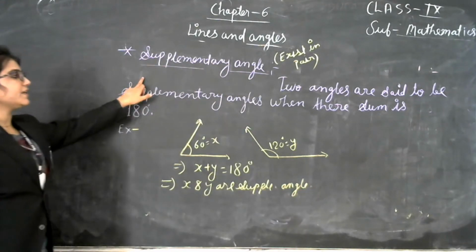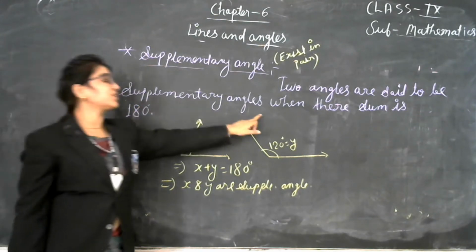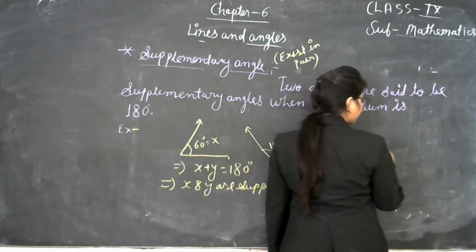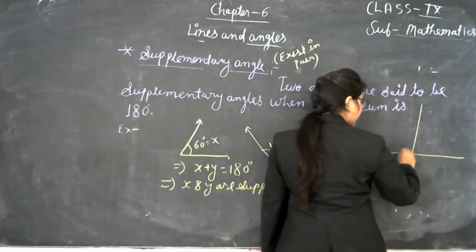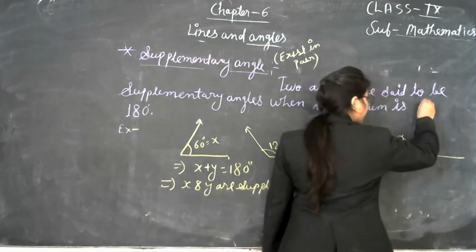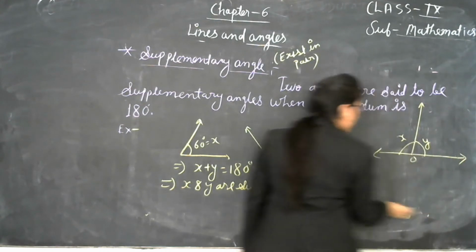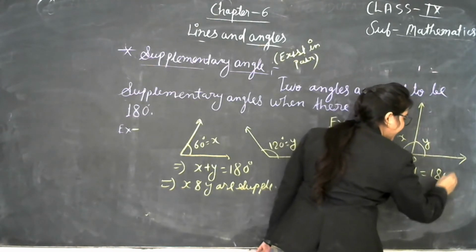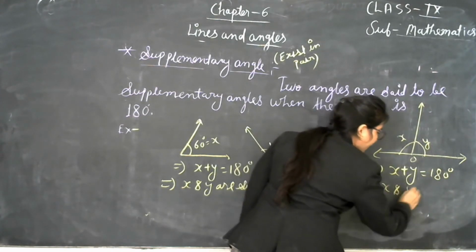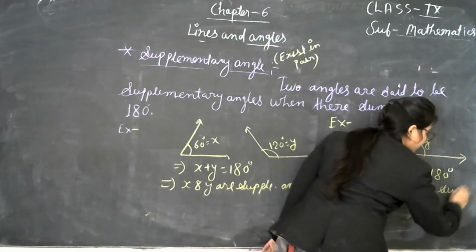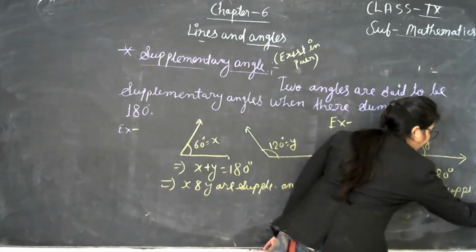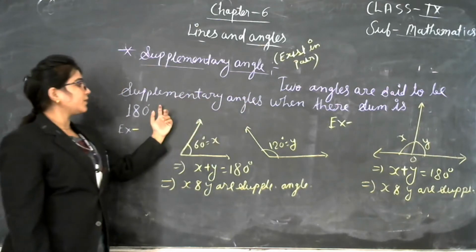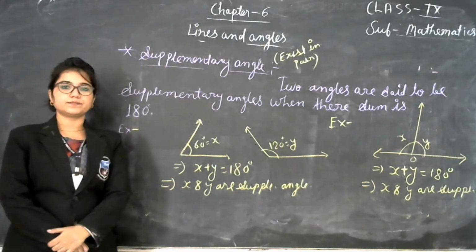So supplementary angles are two angles whose sum is 180 degrees. Another example: here also X plus Y is equal to 180 degrees. It implies X and Y are supplementary angles. So the definition of supplementary angles is that two angles are said to be supplementary when their sum is 180 degrees.